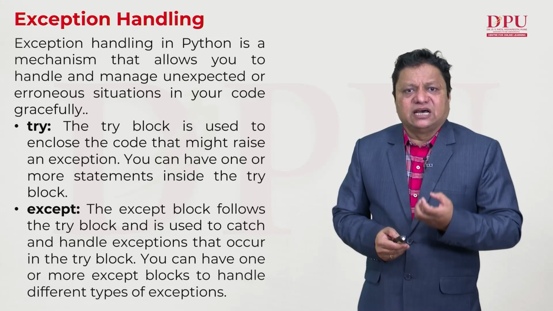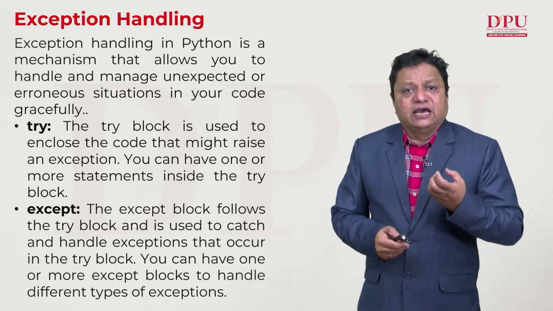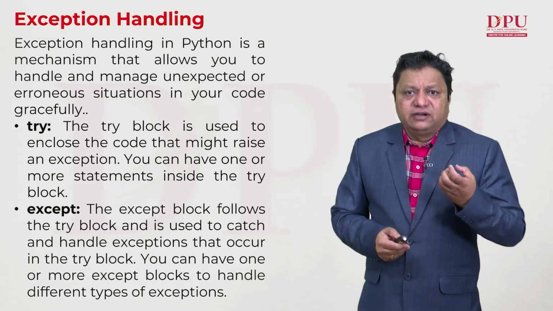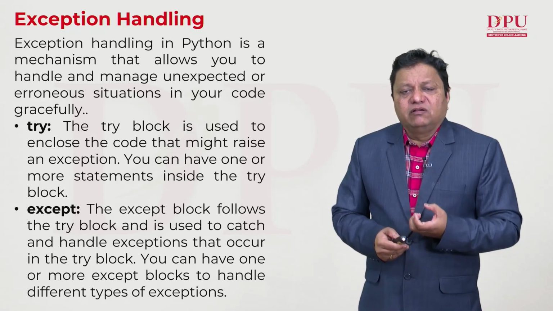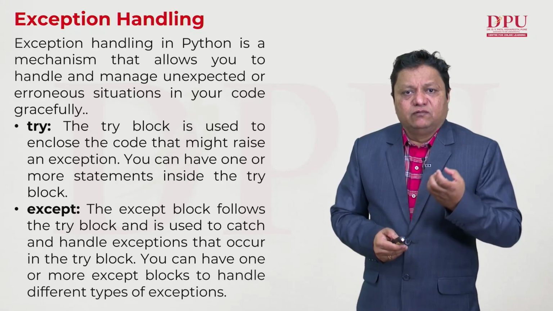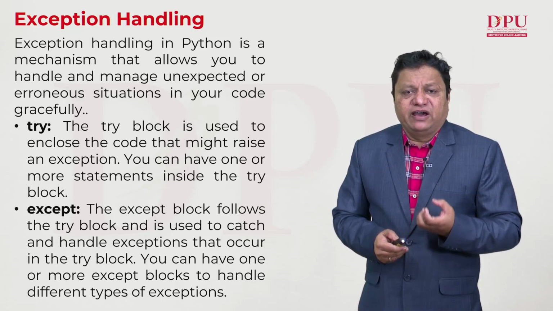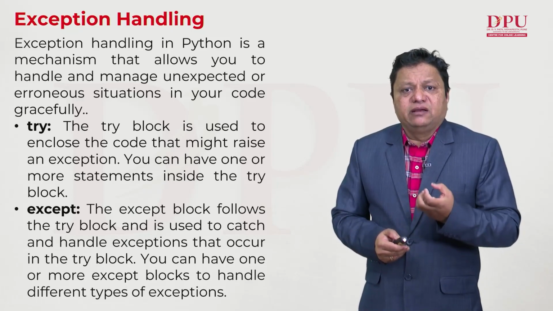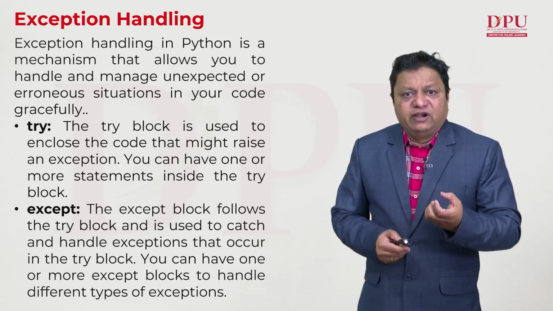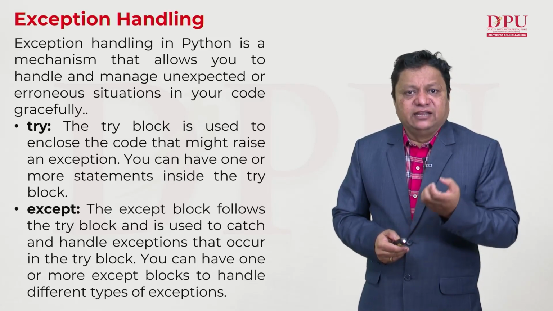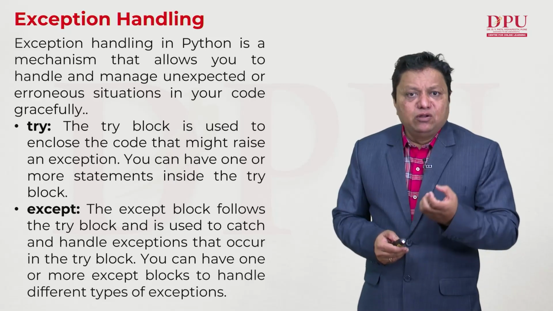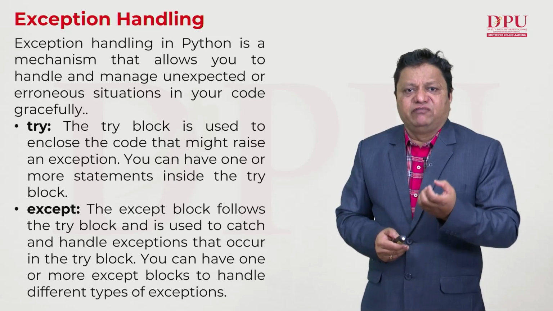How are exceptions handled in Python? They are handled by the keyword try. In the try block, we write the statements for which I suspect that the error will come. Say for example, if I write a is equal to 10 by 0, so definitely the exception, that is divide by 0, will come here. I know this, but this is a simple example I have given here.